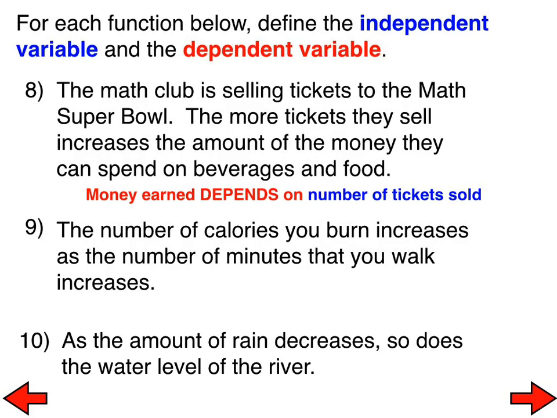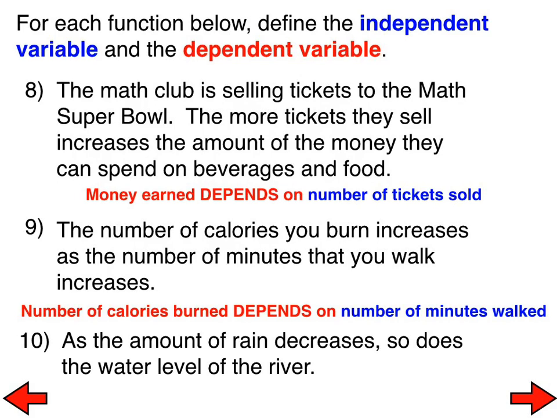Go ahead and quickly do number 9 and number 10, and then we'll exchange with our shoulder partner. Tickets sold. In number 9, it says the number of calories you burn increases as the number of minutes that you walk increases. So the number of calories burned, that's the dependent variable. It depends on the number of minutes that you walked. And number 10, as the amount of rain decreases, so does the level of the water. Water level depends on the amount of rain. All right, we are finished.